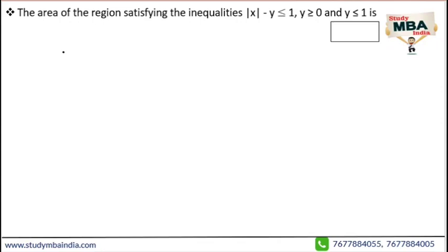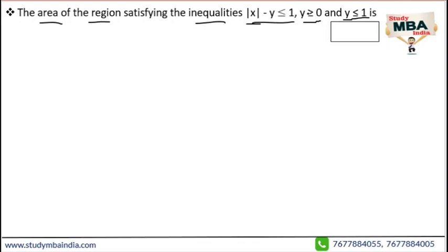This is question number 11 of the same slot. Now the question says: find the area of the region satisfying the inequalities |x - y| ≤ 1, y ≥ 0, and y ≤ 1. So basically we have to find the area enclosed between these inequalities, right?